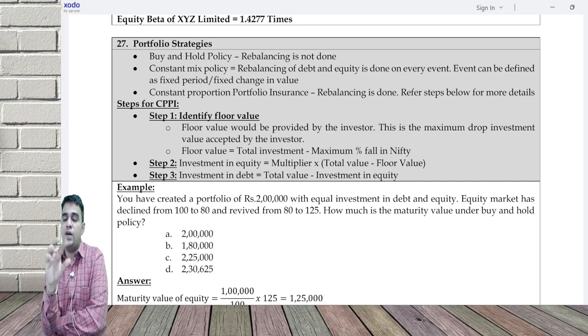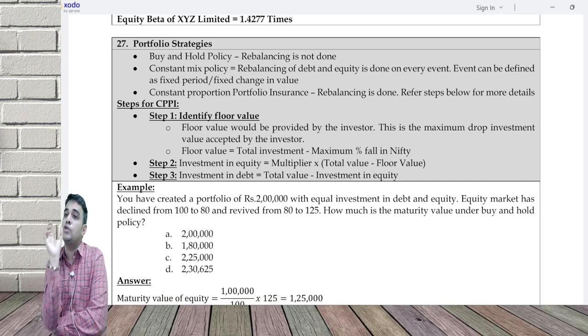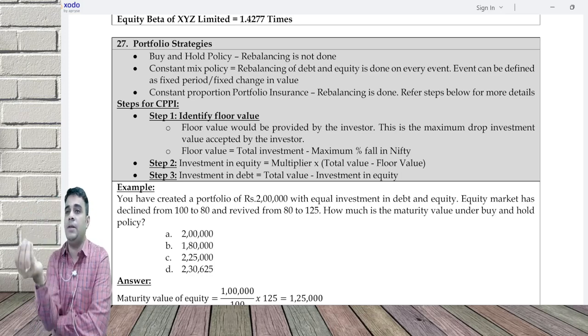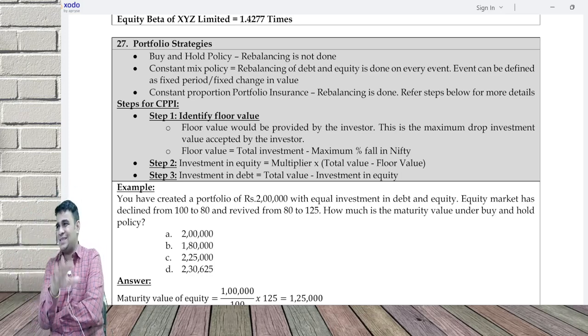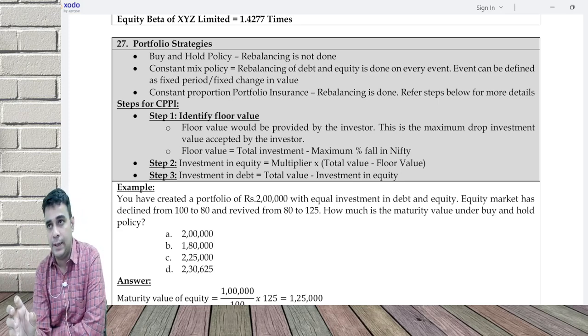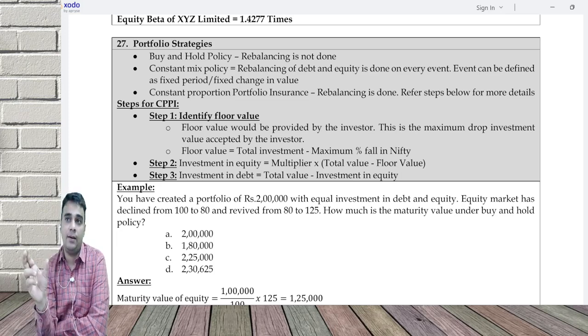Now, what constant mix does is, when the market goes up, say you invested 50,000. The market went up. What is 50-50? Debt and equity. Your equity of 50,000 became 60,000. Debt remains the same 50,000. Practically, debt can go up by maybe 1,000, interest and all will be there, but let's ignore the interest part of it. So, originally 50,000 equity, 50,000 debt. The market went up, equity became 60,000. Debt continues at 50,000, total 1,10,000.